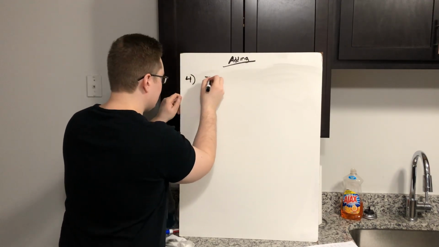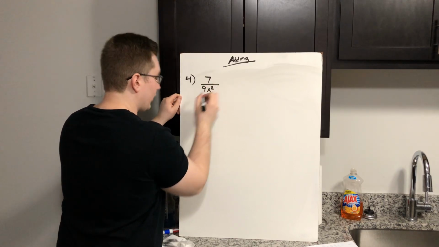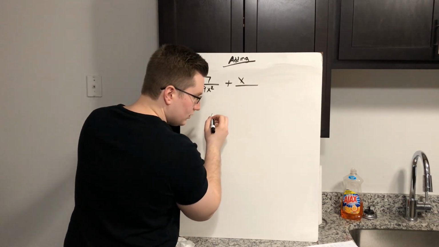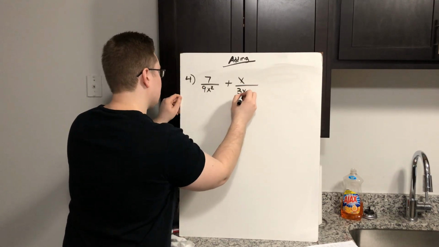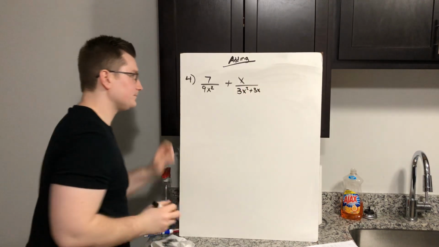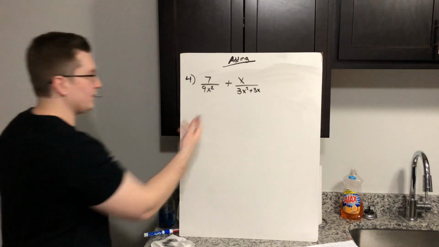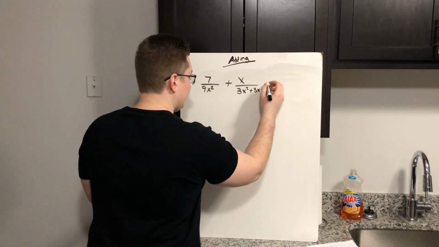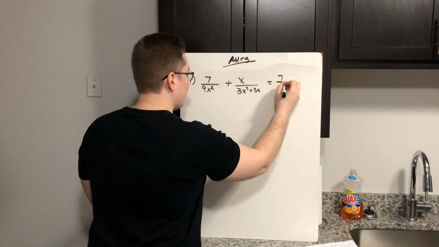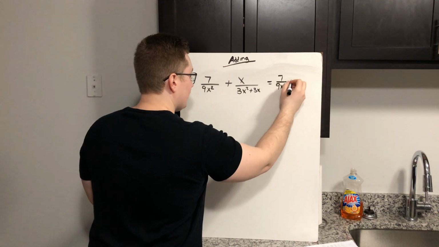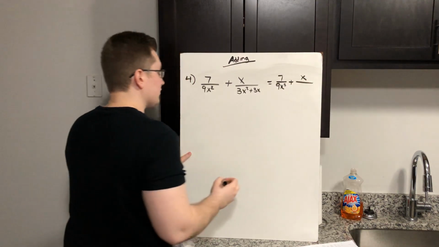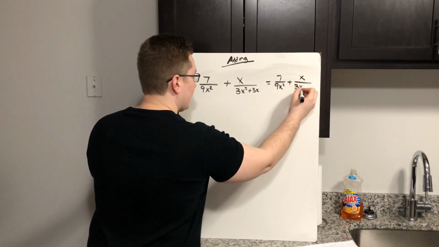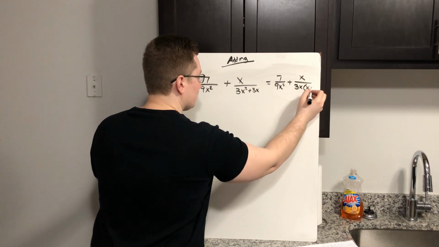I have 7 over 9x squared plus x over 3x squared plus 3x. And right away we can see the 9x squared and 3x squared plus 3x are not common. So what we're going to have to do is factor. 7 over 9x squared stays the same, plus x. Always look for GCF first. I can take a 3x out of this thing. 3x, and then I'm left with x plus 1.